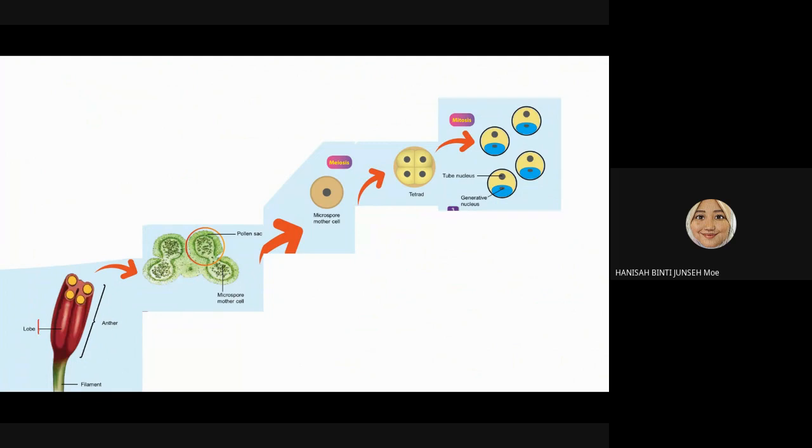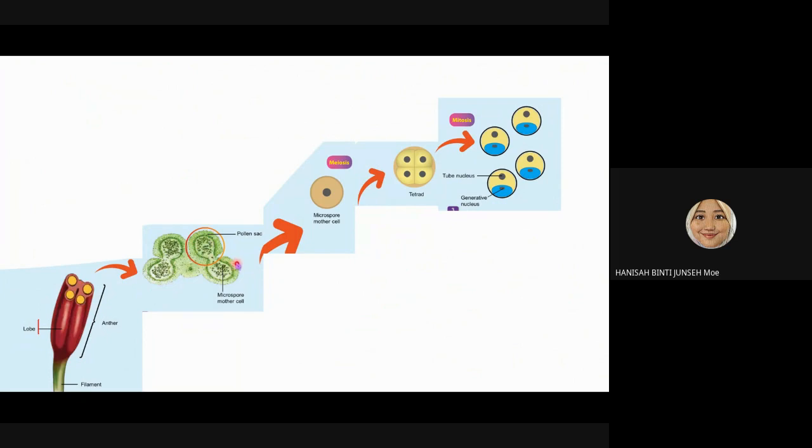We start with the first one here. As you can see, there's a filament and also an anther. Both of these make up the stamen, right? In this anther, when we cut a horizontal section, you can see 4 lobes. These are the lobes. And then we zoom in, and as we go along the process, we keep on zooming in.